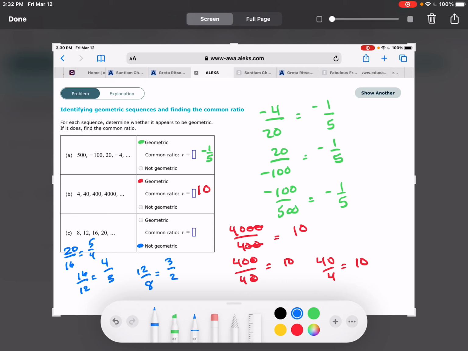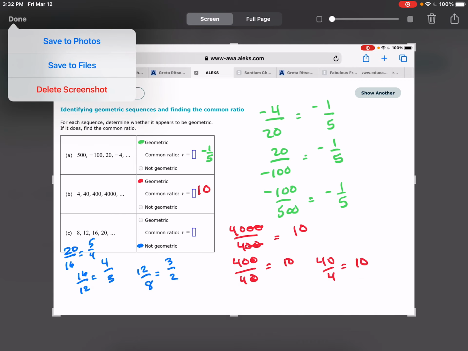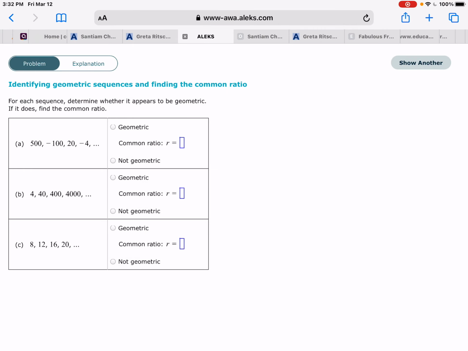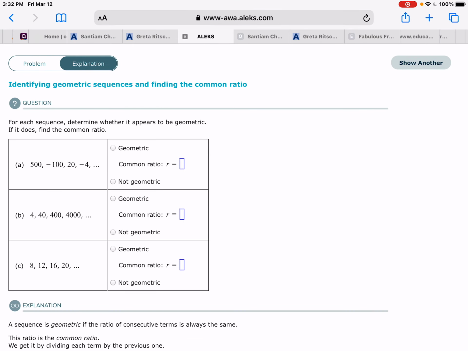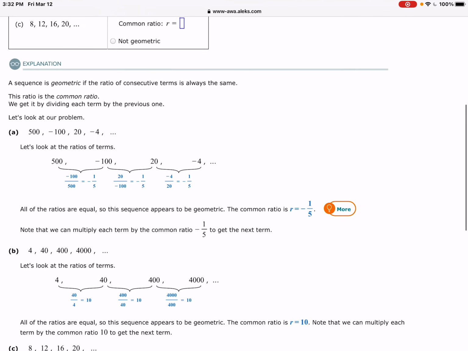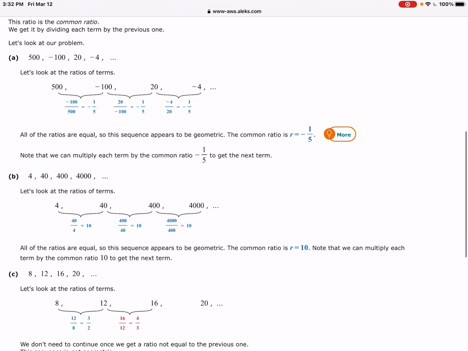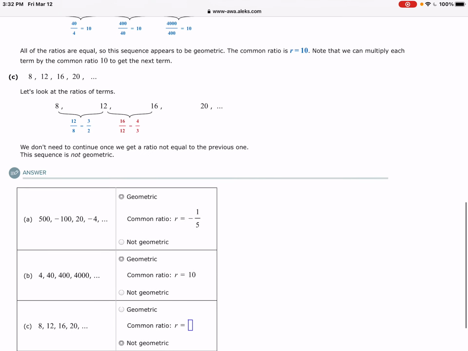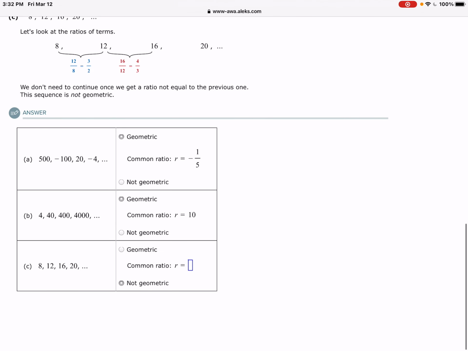Okay, so I can show you the explanation on that one. And they're doing the same thing here. They're going backwards, doing the dividing. There's our answers, just like we figured out ourselves.